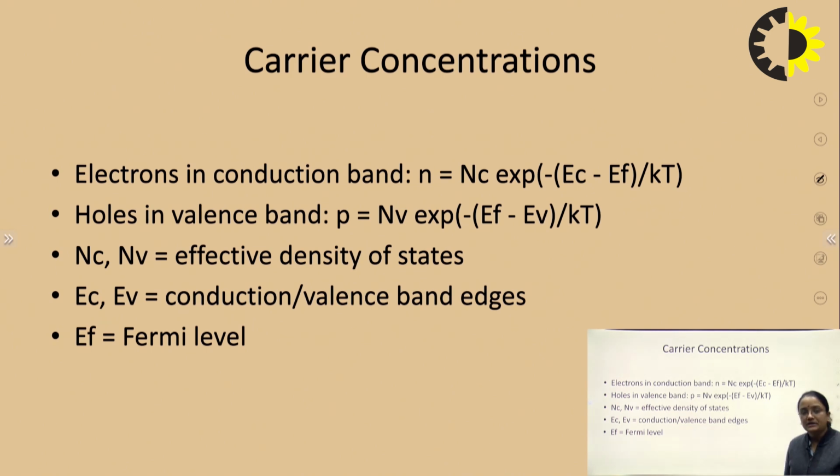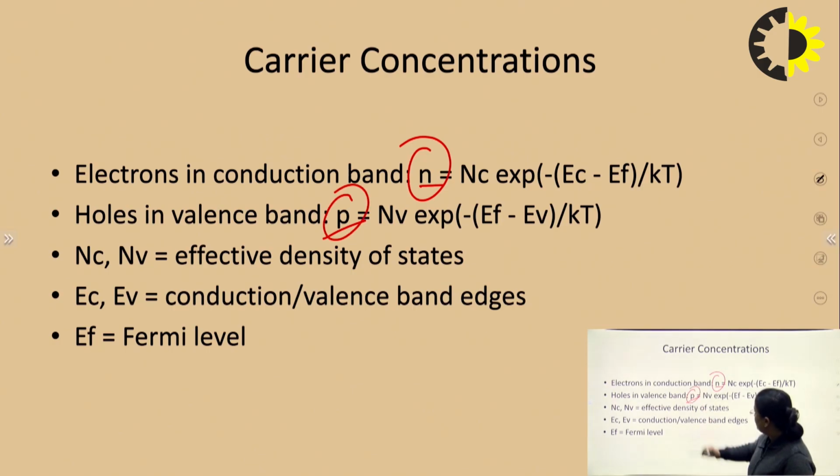These are the carrier concentrations, basically electrons in the conduction band in case of N type, and in case of P type. What we are representing is this: N is the concentration of the free electrons, and P is the concentration of free holes. So, we are representing this carrier concentration in terms of the position of the Fermi level.